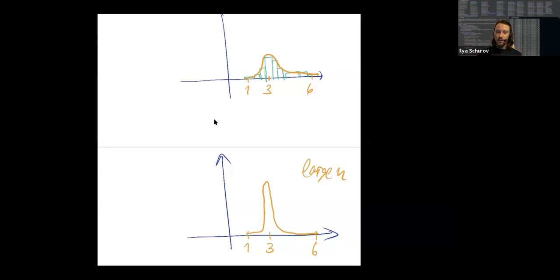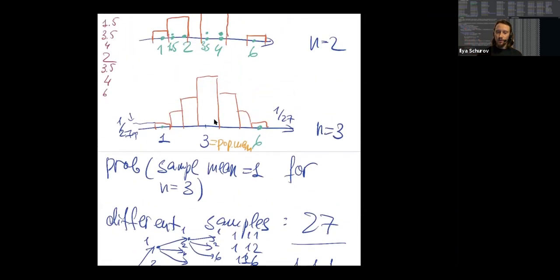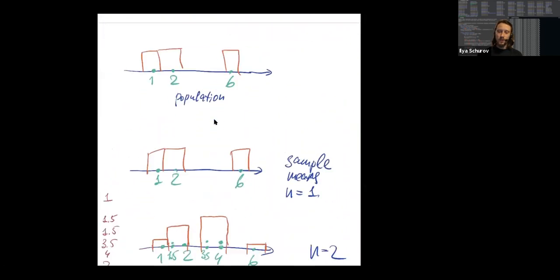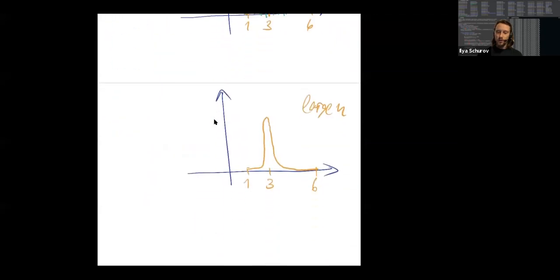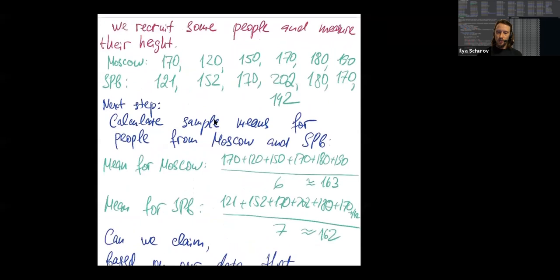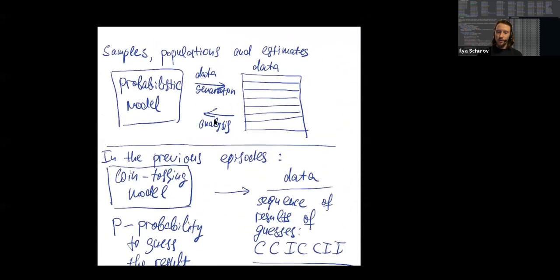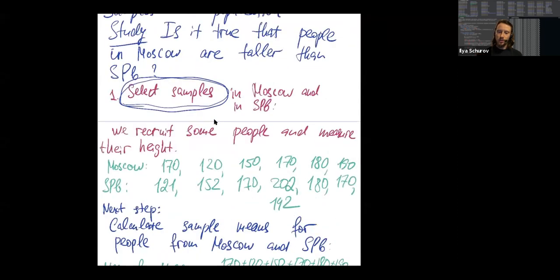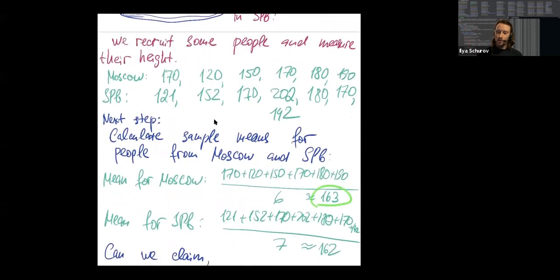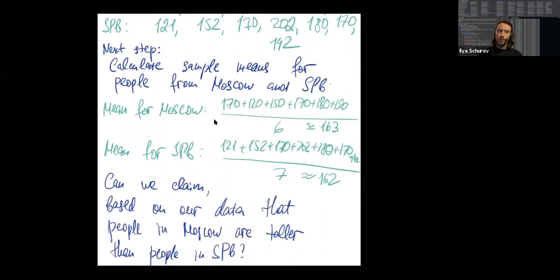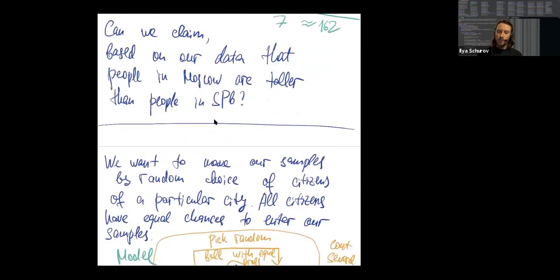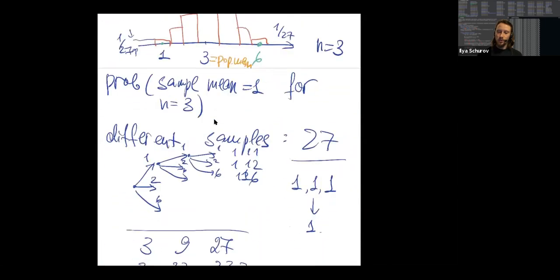And this is the main fact that I want to discuss today. We will use this fact on the next lecture to answer the question that we stated here. We will discuss the actual procedure that allows us to answer the question in a statistically correct and statistically rigorous way: how large a difference we need to conclude that, for example, people in Moscow are taller than people in St. Petersburg. And we will use this distribution of averages to answer this question.